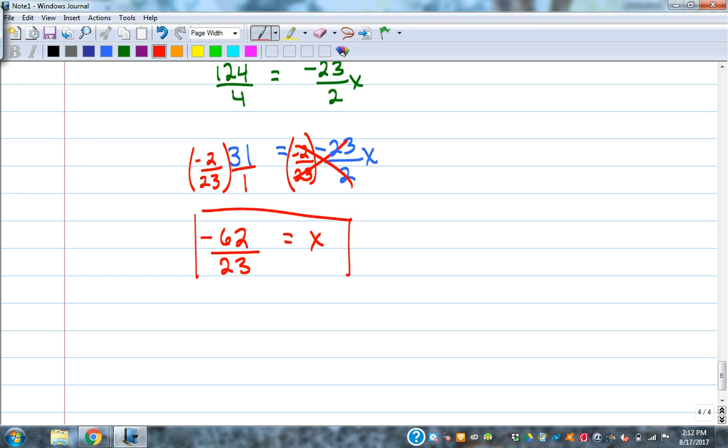So that's the improper fraction style. Let's get the mixed number. 23 will go into 62 2 times, that's 46. How much is 62 minus 46? 16.